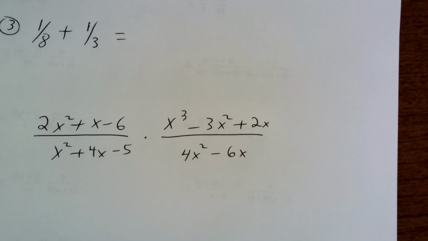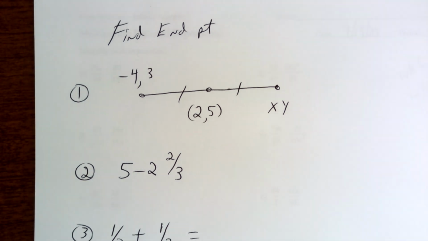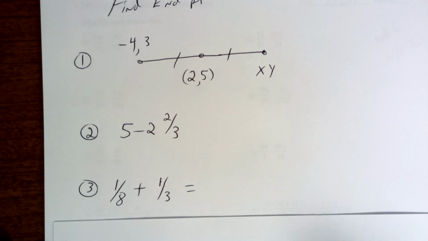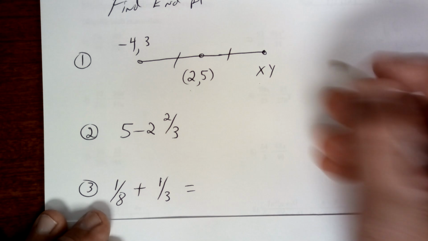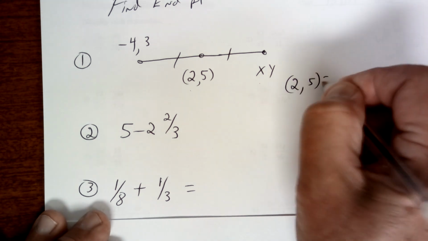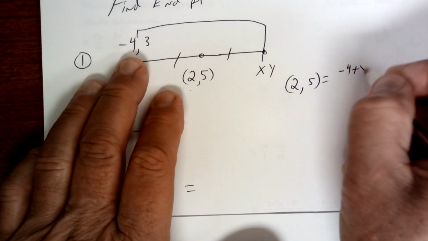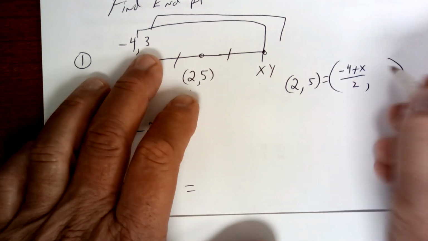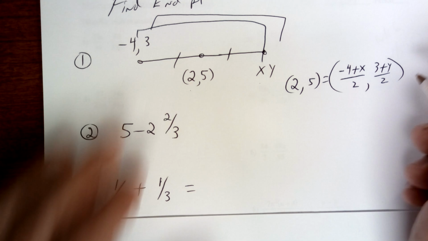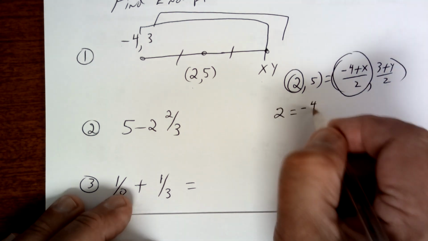Let's move on now to college algebra. So on college algebra right here, you had these problems yesterday. And I want to see if you can do them. You want to find the endpoint. So the midpoint here, the midpoint 2, 5, is equal to your x's. So it's going to be negative 4 plus x divided by 2. And it's equal to your y's, which is 3 plus y. You need to know how to do this problem. So you're going to take your x equal to your x. So 2 is equal to negative 4 plus x divided by 2.